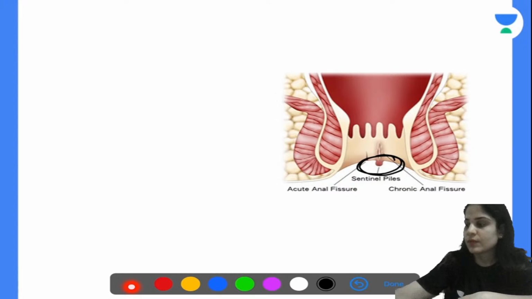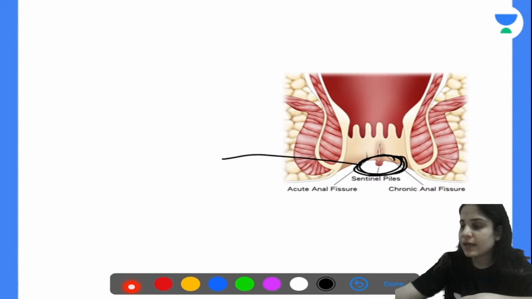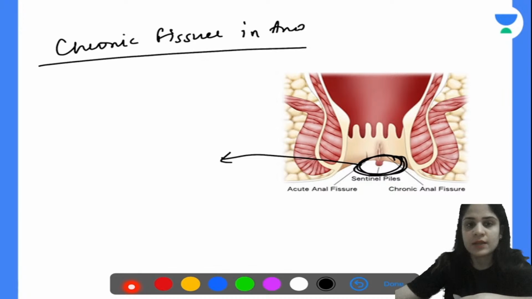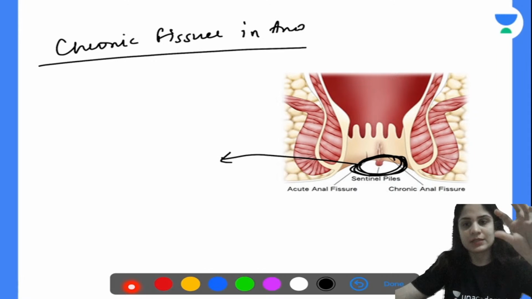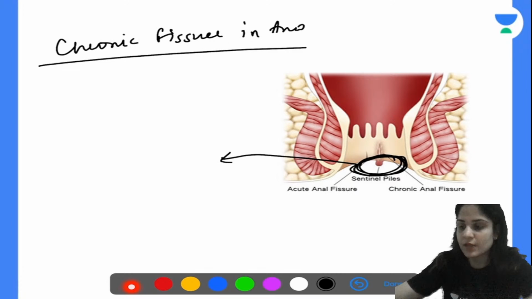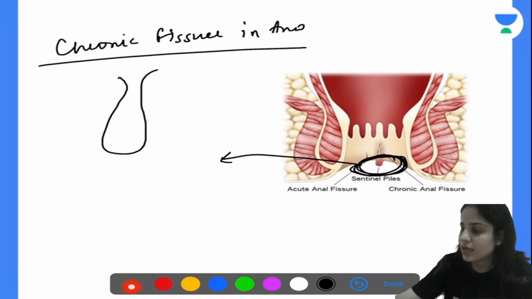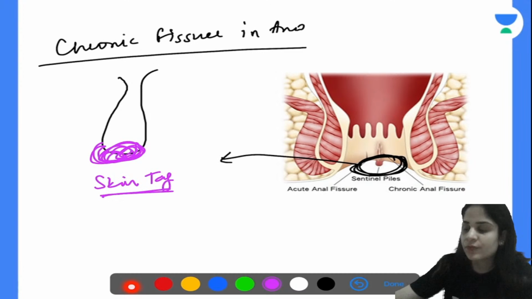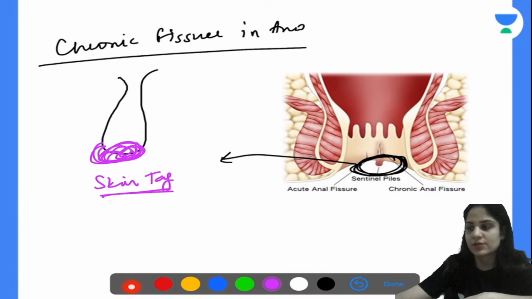All right. Now, what is a sentinel pile? I told you sentinel pile is seen in the case of a chronic fissure in ano. So what exactly is a sentinel pile? At the lower part of the fissure, you will see that the skin enlarges and it looks like it's guarding the fissure. Okay, so if this is the fissure or the ulcer, at the lower end of it you will see an enlarged skin tag or hypertrophy of the skin, and it appears like it's guarding the fissure. So that is your sentinel pile.